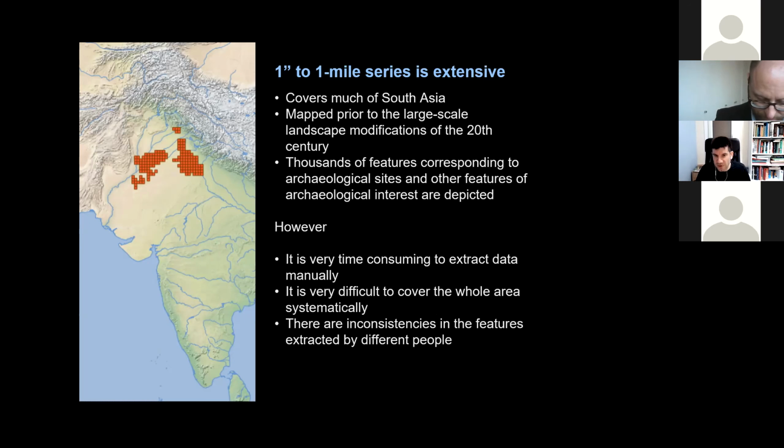However, it was impossible for us to extract data manually from all these maps. It would have taken lots of hours and lots of people because the scale is very big, the 1-inch-to-1-mile series. It's also very difficult to cover the whole area systematically, because you need to create a grid and go systematically one cell by one cell, in order not to leave any feature. There are also inconsistencies in the features extracted by different people. The bigger sites are pretty evident, but for some you might think this line is not that clearly a mound. So depending on how many people are extracting the features, you get different results.